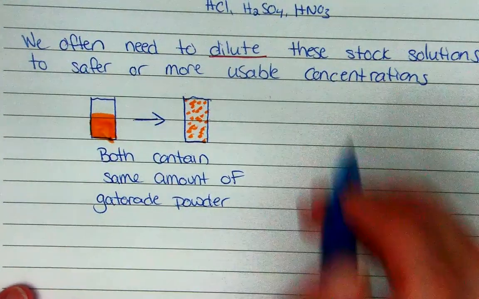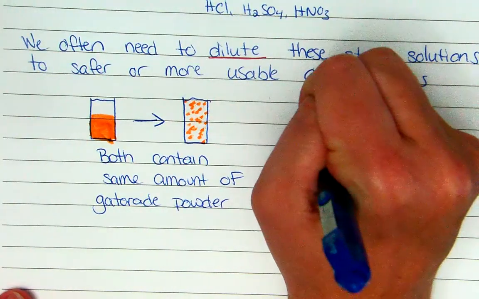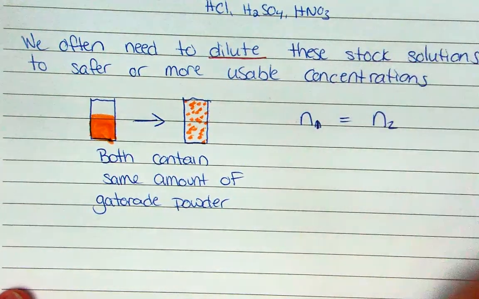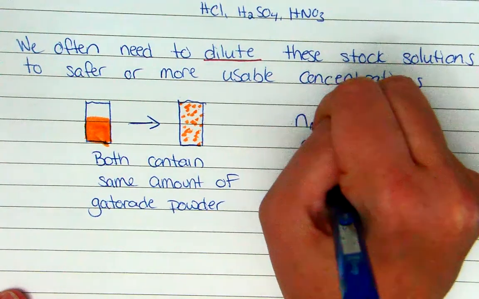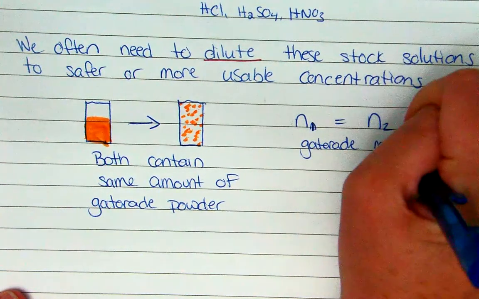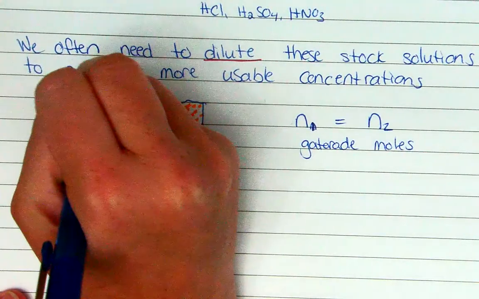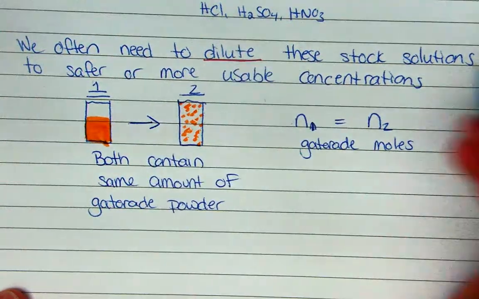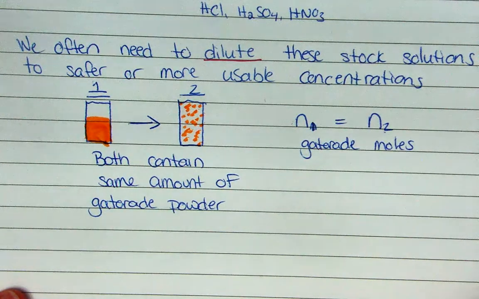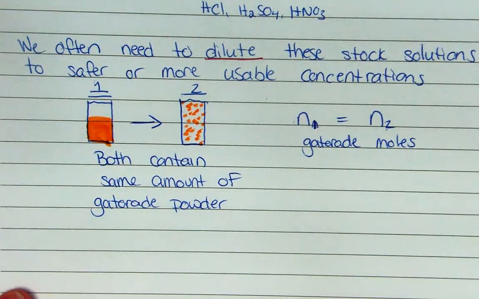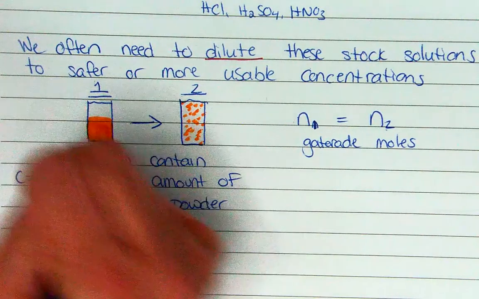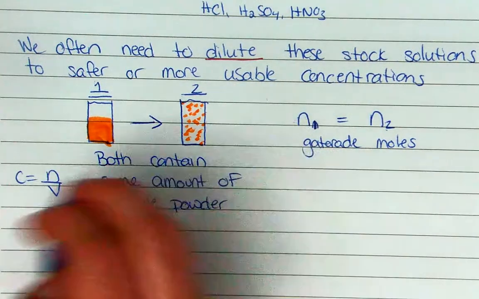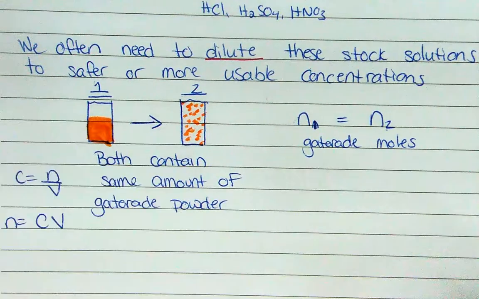For example, I could say that n1 equals n2. And what does this mean? This is moles of Gatorade. In situation 1 and 2, it is the same amount of moles. And hopefully we agree on this. Well, what do we know about the concentration for molar concentration? It's C equals n over V. If I were to rearrange it for n, it would be C times V.